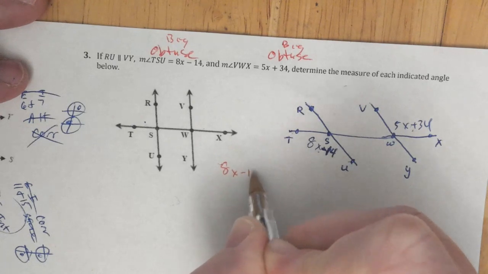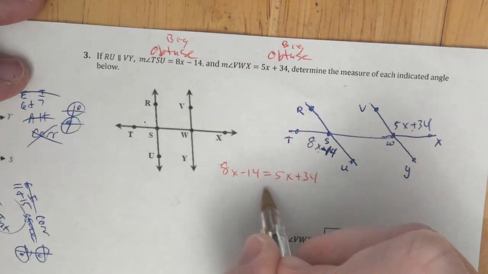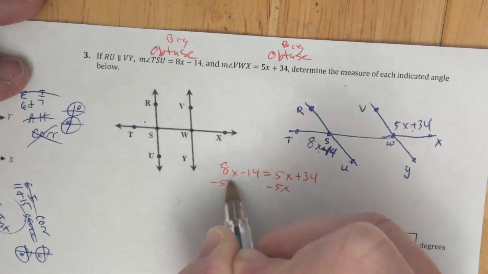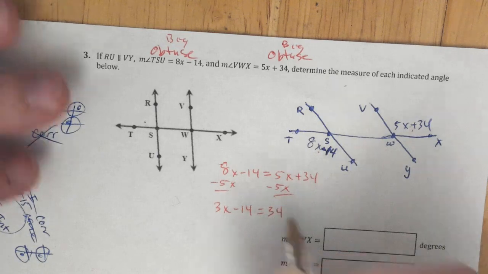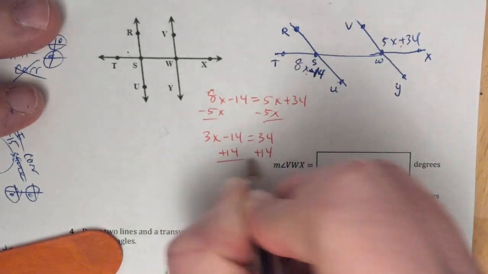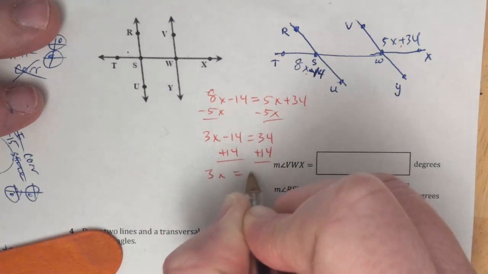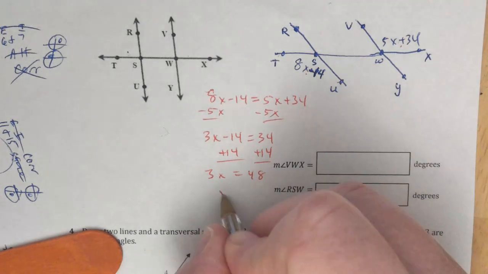So 8x minus 14 is equal to 5x plus 34, and you would solve. We would subtract 5x from both sides. We get 3x minus 14 is equal to 34. We would add 14 to both sides. We get 3x is equal to 48. Divide by 3. 48 divided by 3, and we get x equals 16.